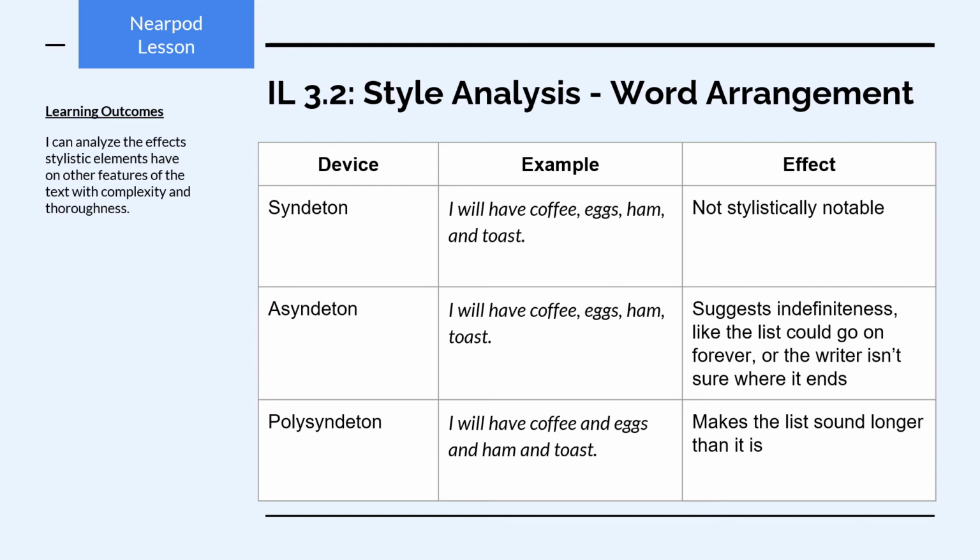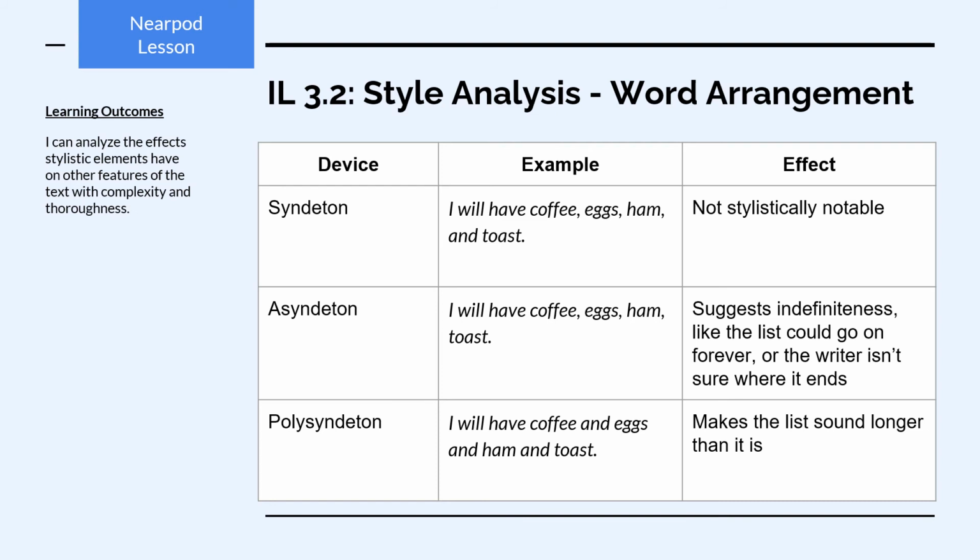In this particular instance, it sounds like I'm writing a character who's maybe not really paying attention to what they actually want to eat for breakfast. They're just listing off whatever pops into their head. So it suggests this kind of spontaneity and indefiniteness, as though the list could go on, the writer's just not sure. Finally, polysyndeton would read like this.